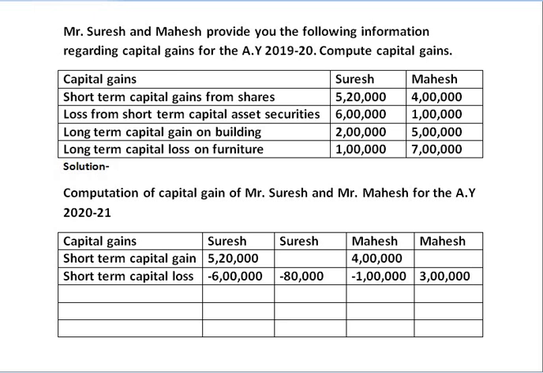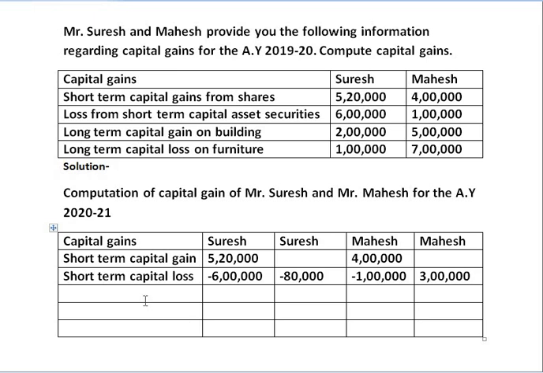I hope you have understood this. Short term capital loss has to be adjusted with short term capital gain. Therefore 6 lakh rupees is adjusted with the gain of 5,20,000. After that still we get a negative balance of rupees 80,000 which is taken to outer column. In case of Mahesh, the gain is 4 lakh wherein the loss is 1 lakh. When we set off this loss against this income, we still get a positive figure to the outer column, rupees 3 lakh.